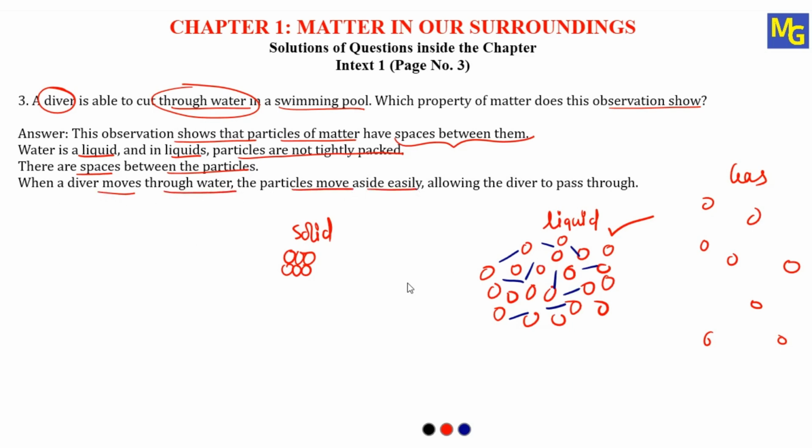So when the diver puts his hand like this in between the space, these particles will go on the other side and these particles will move on this side, and therefore the diver's hand will get the space to move in the water, allowing the diver to pass through. So this process will help the diver to pass through the water. I hope you'll understand the answer of this question. Now we'll move to the next question.